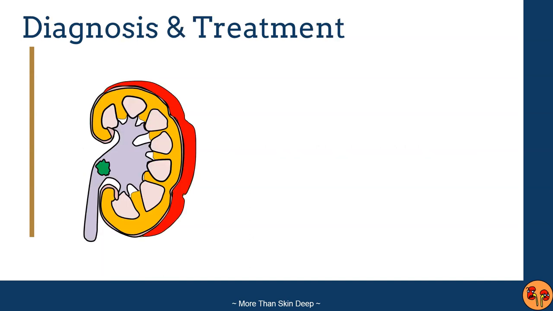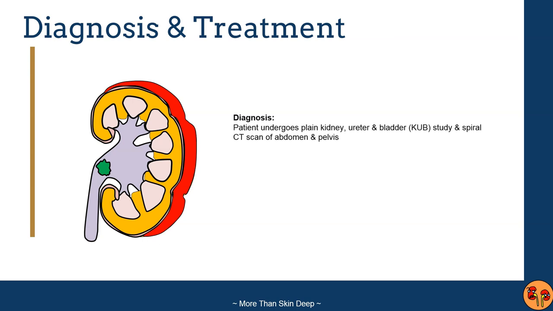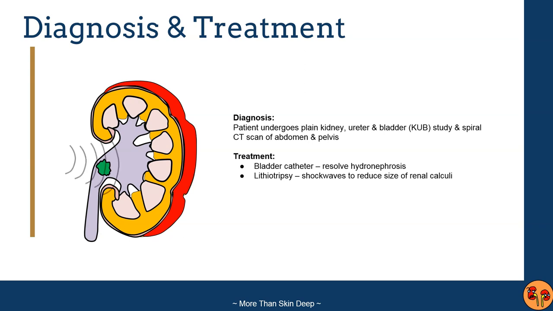Now let's move on to the diagnosis and treatment. Diagnosis was done via imaging techniques. Firstly, a KUB study is done, which stands for a plain kidney, ureter and bladder study, followed by a spiral CT scan of the abdomen and pelvis. Treatment is twofold. Firstly, to treat the hydronephrosis, a bladder catheter can be installed. However, to treat the renal calculi itself, commonly, lithotripsy is performed, where shock waves are used to reduce the size of the renal calculi. This will ease the passing of the kidney stones for the patient.